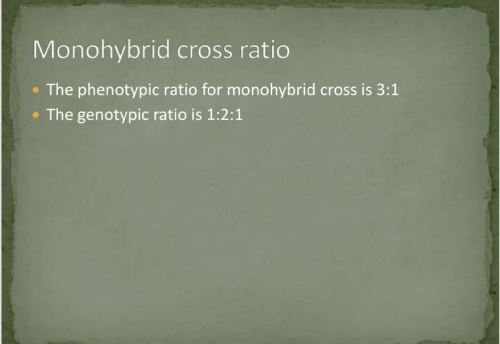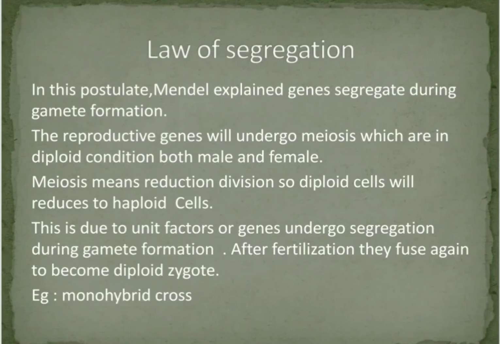So the phenotypic ratio for the monohybrid cross is 3:1. That means 3 tall and 1 dwarf. This is phenotypic, meaning physical appearance. Then the genotypic ratio, that is the genetic makeup. The result is 1:2:1: one homozygous tall, two heterozygous and another one homozygous dwarf.